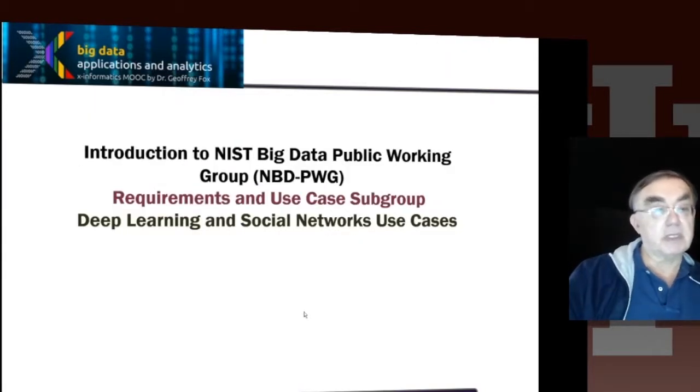So that's the end of the health and medical and life science application use cases. Now we come on to deep learning of social networks as the next use case.